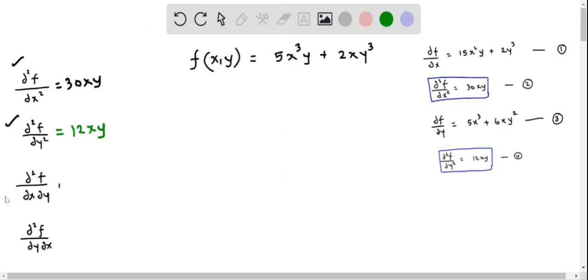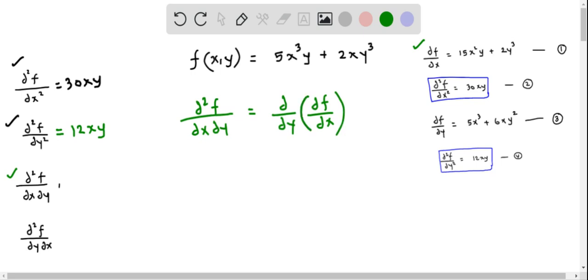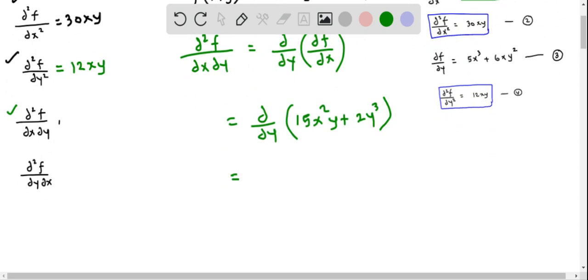We will now determine the second order partial derivative of f with respect to x first and then with respect to y. For that, we are going to consider the equation in 1, that is the partial derivative of f with respect to x, and differentiate this partially with respect to y. So we write the second partial derivative of f with respect to x first and then y. This basically equals the partial derivative of f with respect to x first and then partially differentiate this with respect to y. So this equals the partial derivative with respect to y of the partial derivative of f with respect to x, and I'm going to use this expression from equation 1. So it is 15x squared y plus 2y cubed. We differentiate this expression partially with respect to y, and this means we should treat x as constant.